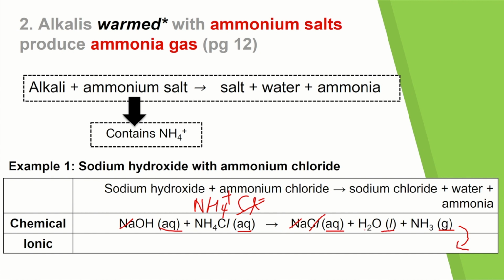This NH4 plus cannot be cancelled out, right? Because it's different from NH3. They are two different things. This OH minus also cannot cancel out. So I copy and paste whatever is not cancelled out into my ionic equation. So this is my ionic equation. If you count the number of atoms from both sides, they will tally.